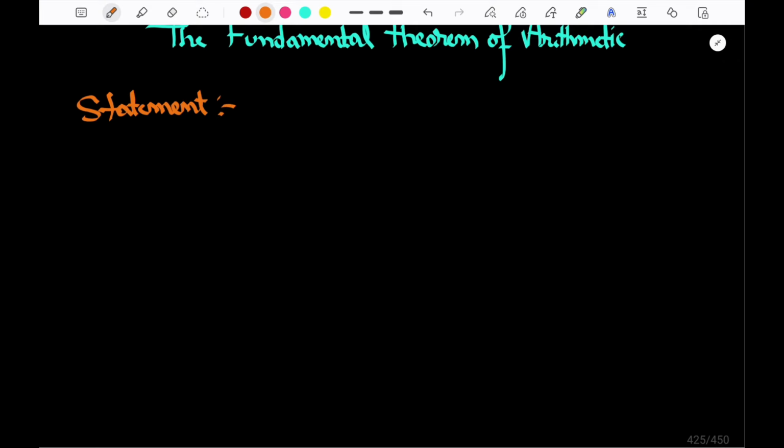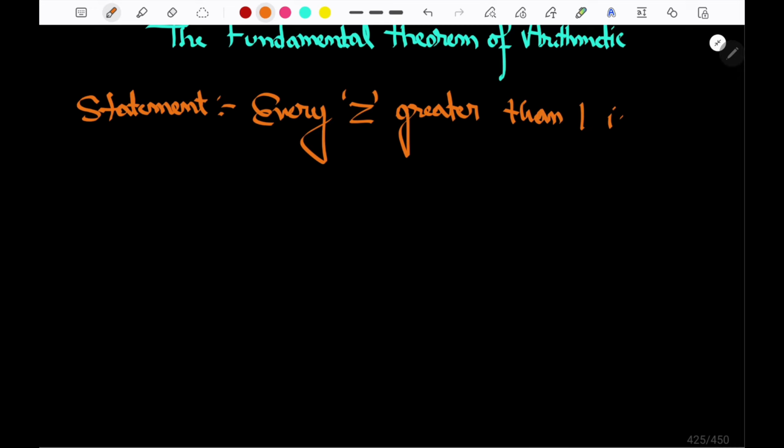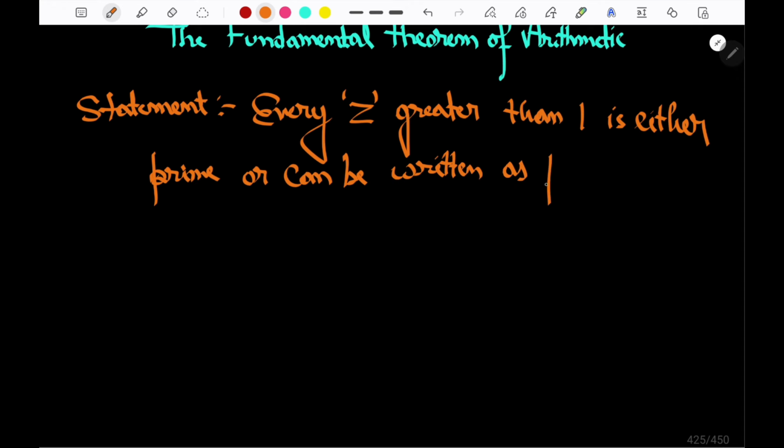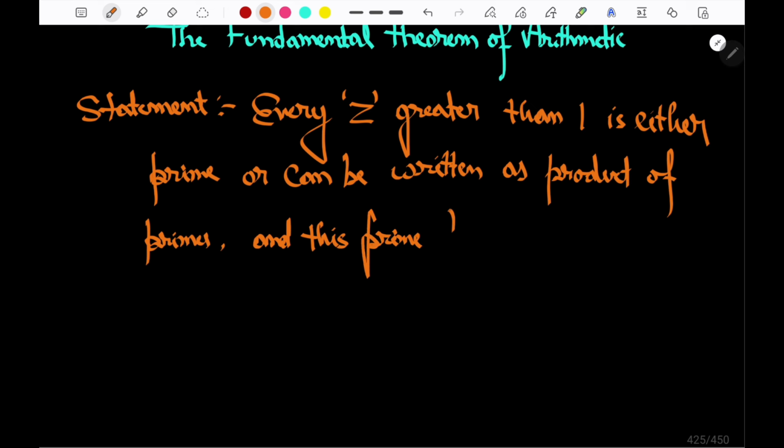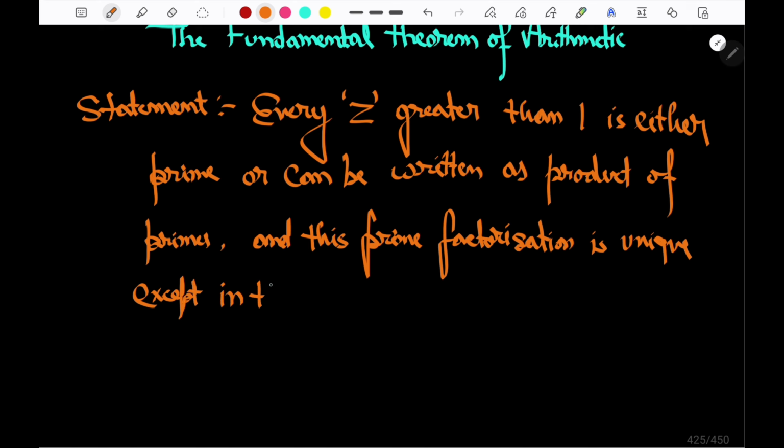Now, the statement says that every integer greater than 1 is either prime or can be written as a product of primes, and this prime factorization is unique except in the order in which the primes occur.